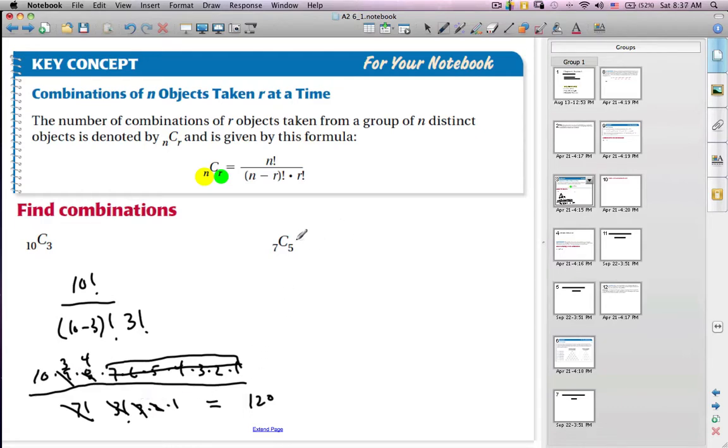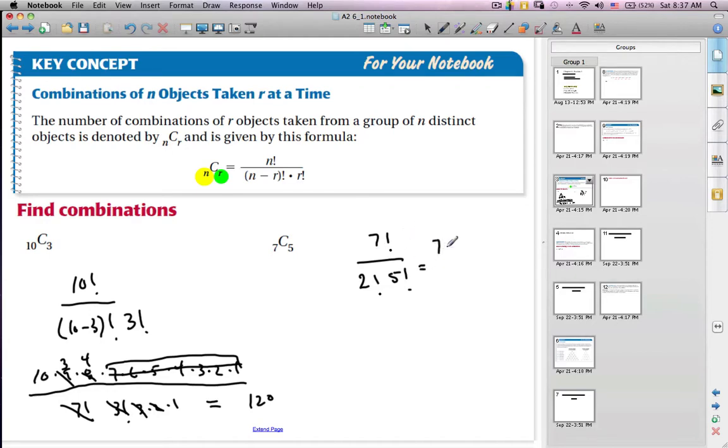Okay, so let's do another one. I'm going to have 7 factorial over 7 minus 5, that's 2 factorial, times 5 factorial. Okay, and you'll notice over here 7 plus 3 is 10, 2 plus 5 is 7. So you can't add these together, but to make sure you don't make a mistake, if you look at these numbers, they would always add up to be 7.